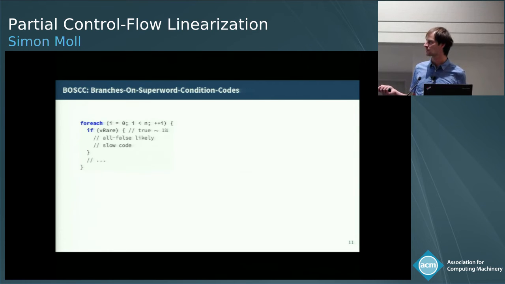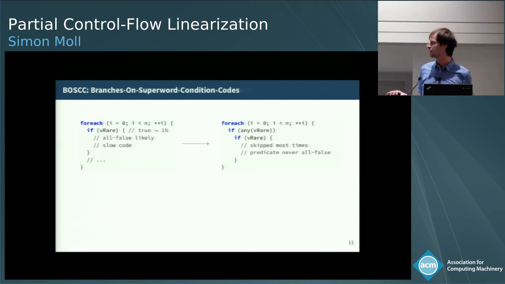So what is BOSC? This is basically branch on superword condition codes, which means if I have a branch in my code that's rarely taken, normally it would have to be if-converted, so it will often be executed at runtime with a false mask. So what do we do? Well, you add a superword condition for this predicate, meaning that we will only enter the section here if this is true for any thread. So we can skip over it if this predicate vrare is actually all false at runtime.